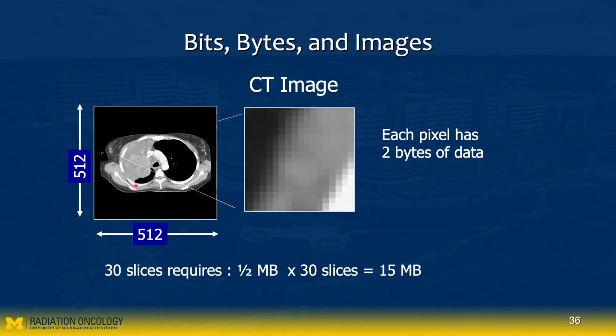And now if you have 30 slices in total, all you have to do is multiply the size of each slice times the number of slices. So if you have 30 slices, that will make about 15 megabytes. That's how big the data is for CT.